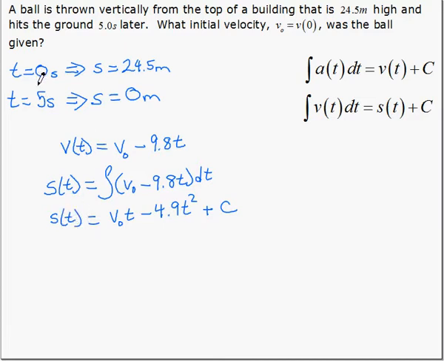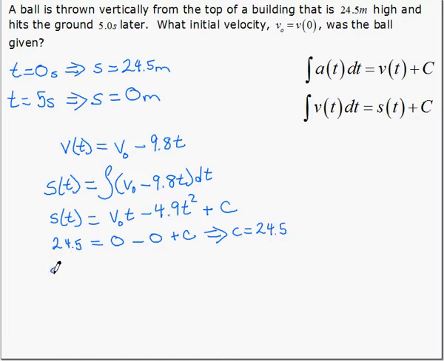Now we know at time 0 the position is 24.5, so replacing t with 0 tells us that 24.5 has to be equal to v0 times 0, which is 0, minus 4.9 times 0 squared, which is 0, plus c. So therefore c is equal to 24.5.